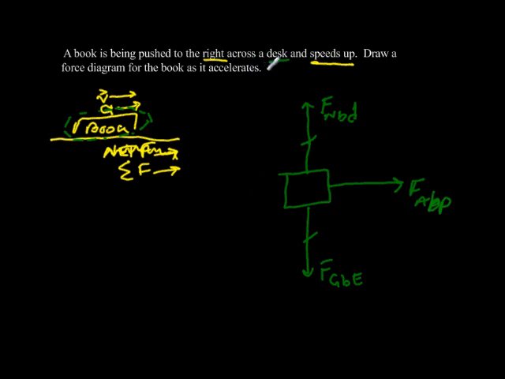It does not state that there is no friction, so I need friction. I just don't draw it as big as that. Force of friction on the book by the desk. And this arrow here is a bigger, larger arrow. So we're accelerating and we have a net force in that direction. Moving on to the next example.